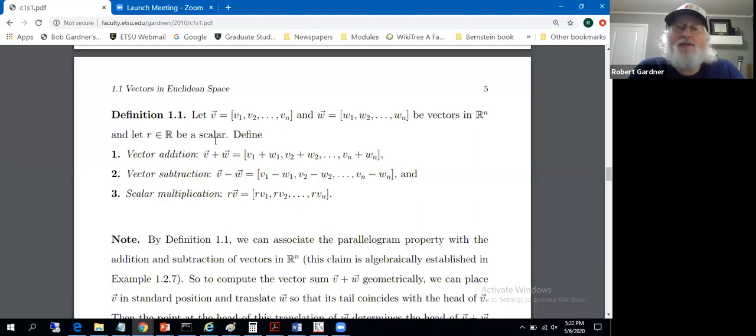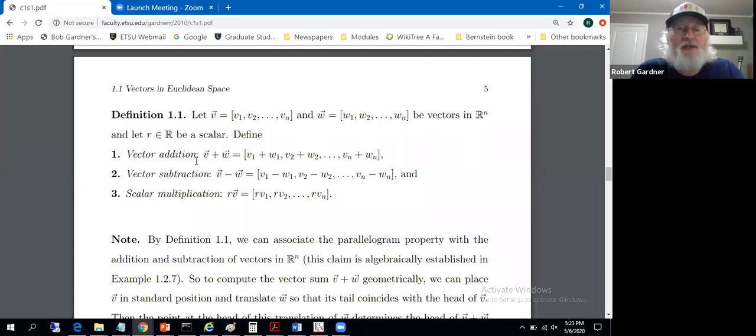And for us, the vectors, at least in the first two chapters, will be vectors from Rn. So they'll look like this. There'll be square brackets and a bunch of numbers, those numbers being called components of those vectors. All right, so we're taking two vectors and a scalar r, a number r.